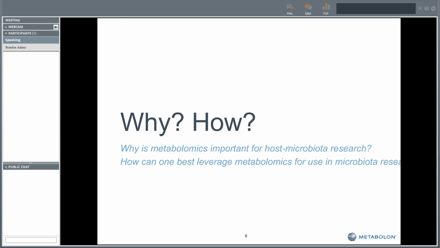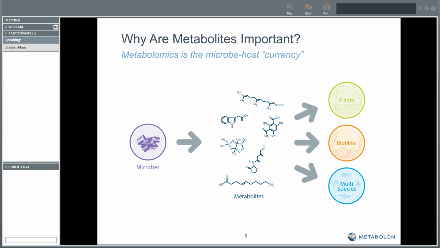Now, the next question is, why is this important for host and microbiota research? Microbes, just like humans, produce a lot of metabolites as well, and they use those as the currency or the language to communicate with each other or with other species like plants and humans. In fact, in our body, there are probably trillions of microbes that live in our GI tract, on our skin, on other mucosal surfaces of the body. And they play really essential roles.